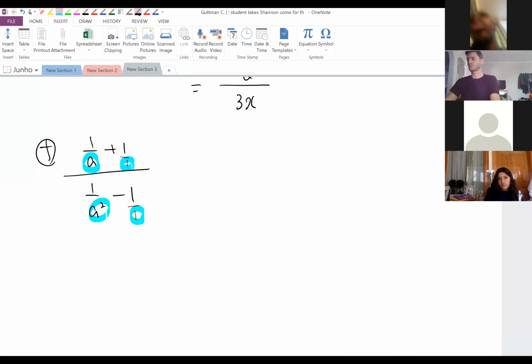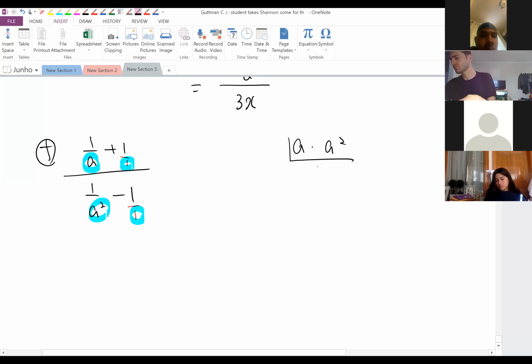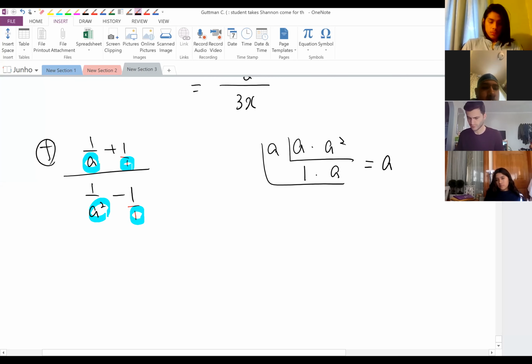So it looks like we are finding a common denominator between a and a squared. What's the common factor between a and a squared? A. Then 1 becomes a. So multiply out, then this becomes a squared. So we multiply a squared to all the fractions.